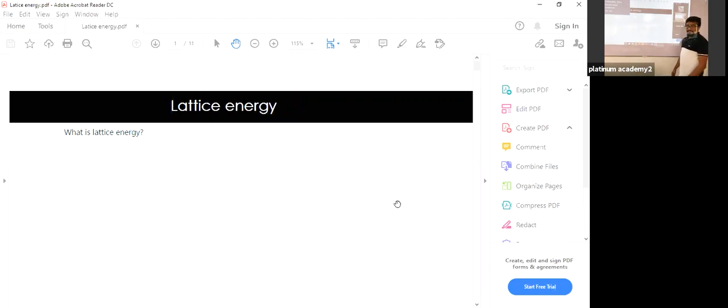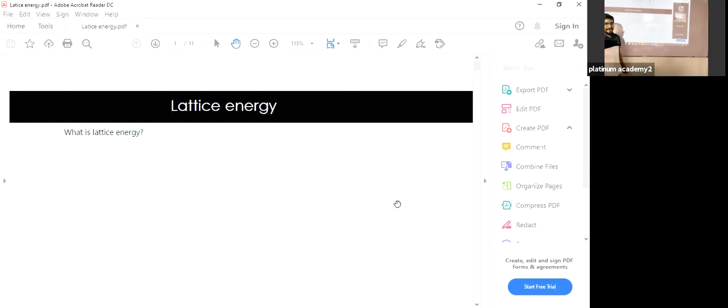Now today's lesson is about lattice energy. So what is lattice energy? When oppositely charged ions attract each other. But we have to write down a proper definition for lattice energy. So what we mean by lattice energy is the enthalpy change when one mole of an ionic compound is formed from its gaseous ions.